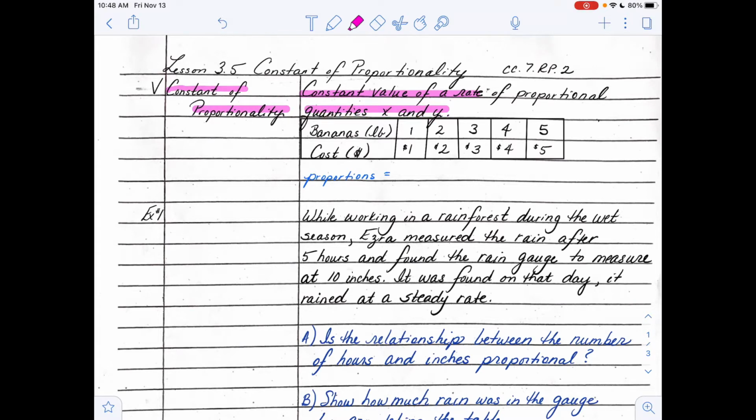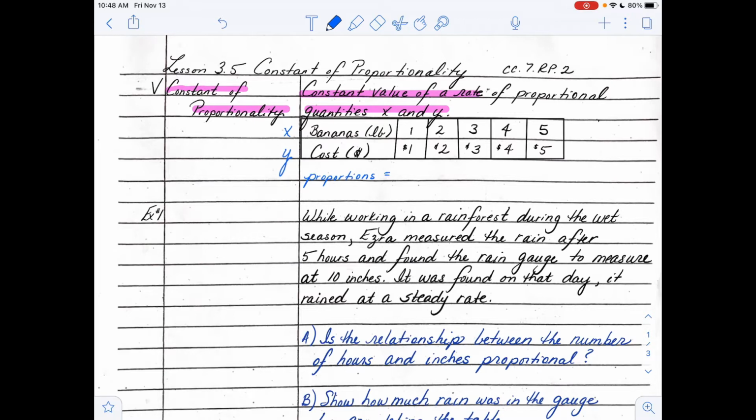So if they give it to you in a chart like I have underneath, whatever comes first or is on top, that's our x value. Whatever comes second or is on the bottom, or if I had it side by side, it would be whatever's on the right, would be our y value.